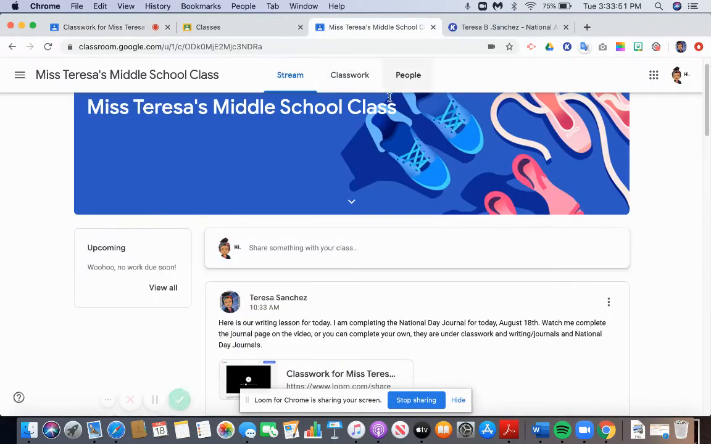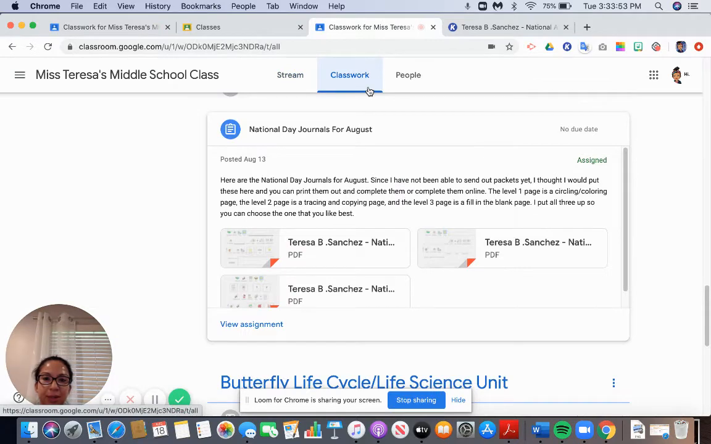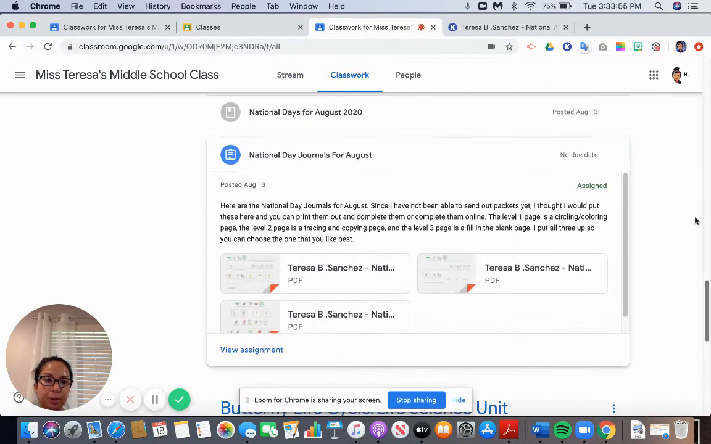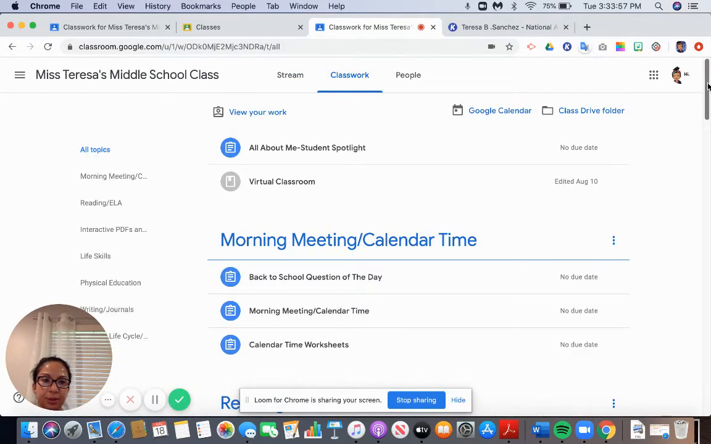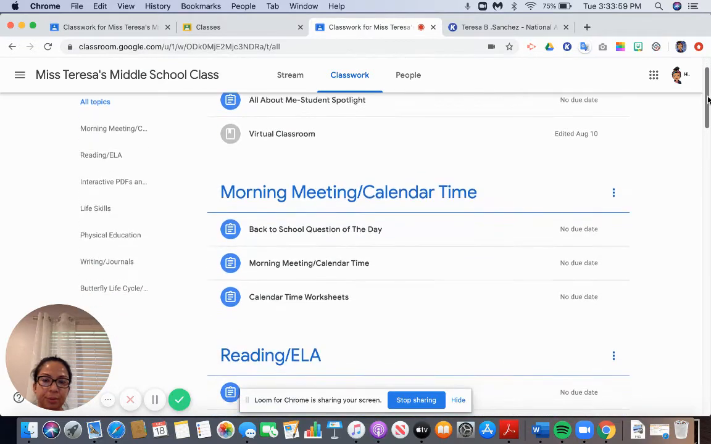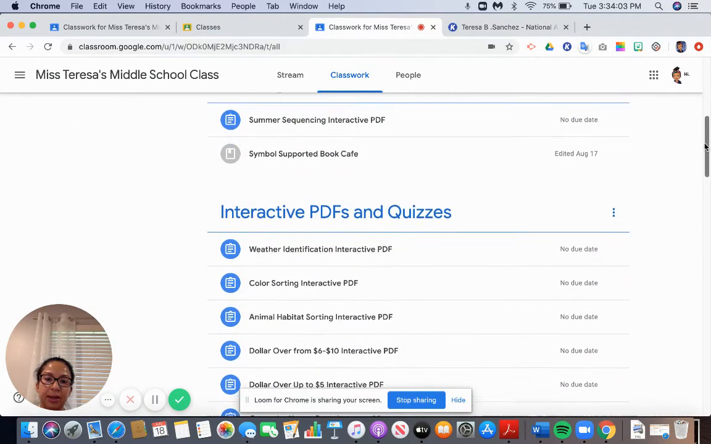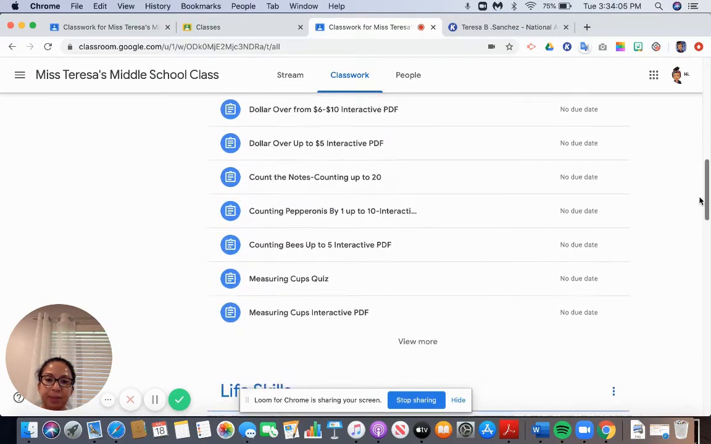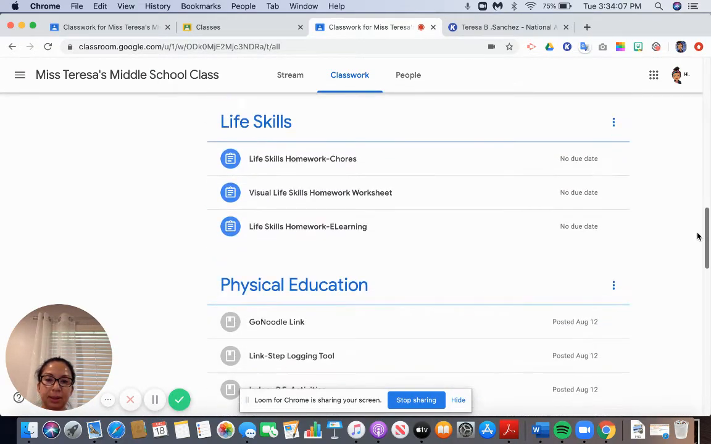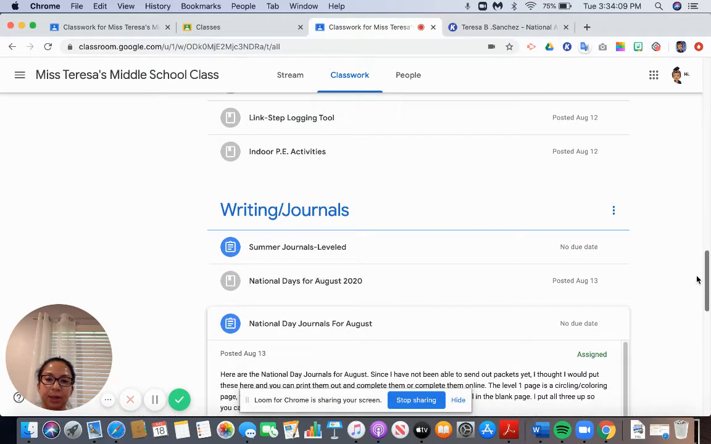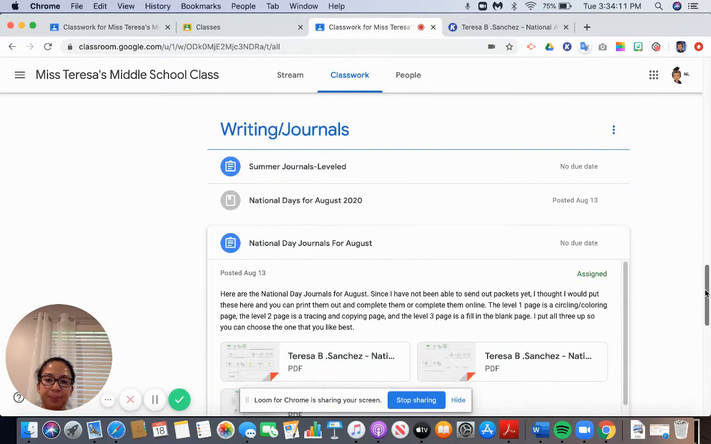In your Google Classroom, you would go to classwork and you scroll down to the work: morning meeting, reading, the interactive PDFs and quizzes, life skills, PE, writing. So it's toward the bottom, but right above science.